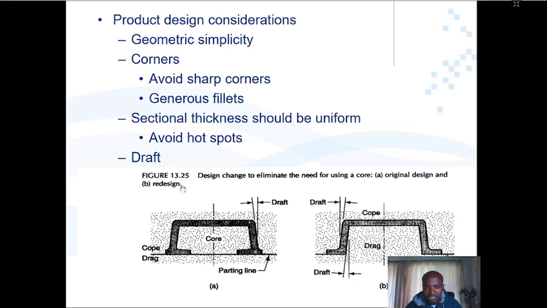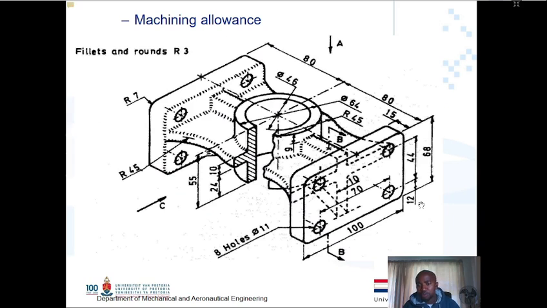You need draft so that you can pull out your component. So if you have something like this, draft will be, if you just pull it out in this direction, it will be able to slide out. But imagine if this was straight, it will create a vacuum when you start pulling it out on the other side, because it will still be attached to the side. But immediately when you move this one out, let's say this was your mold, when you move this mold off, air occupies this space, and then you will be able to remove it.